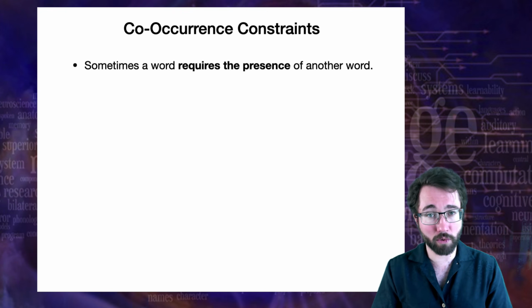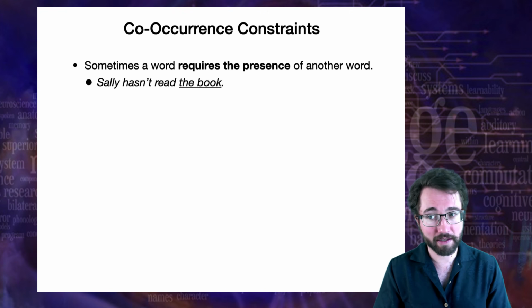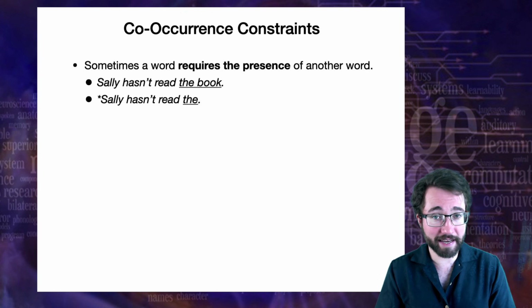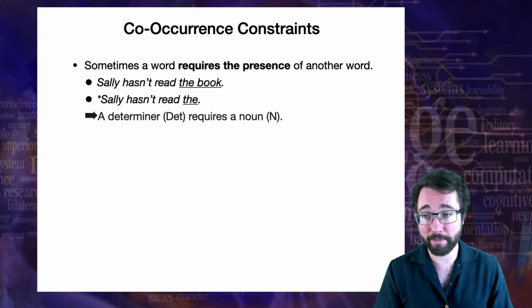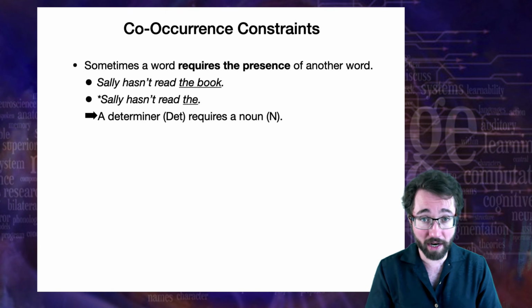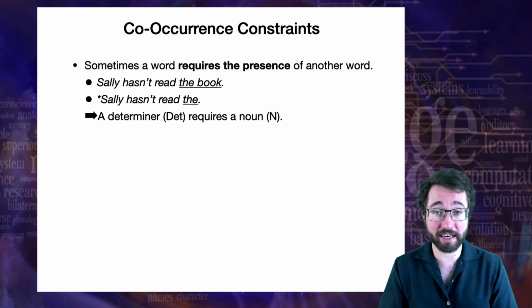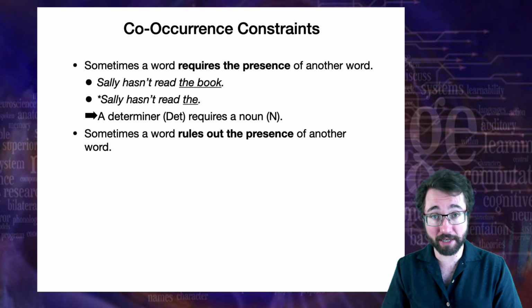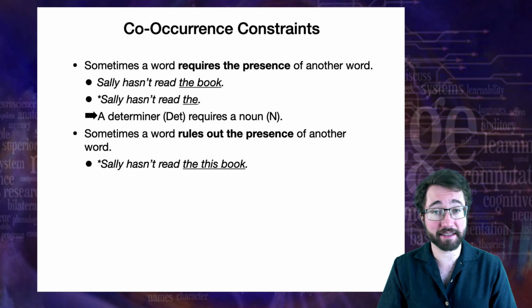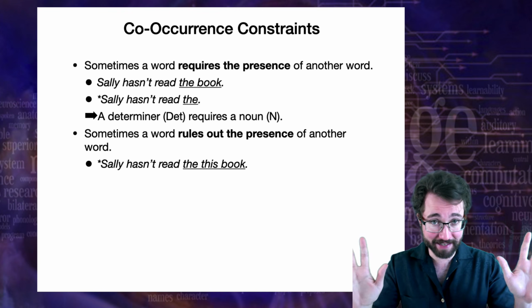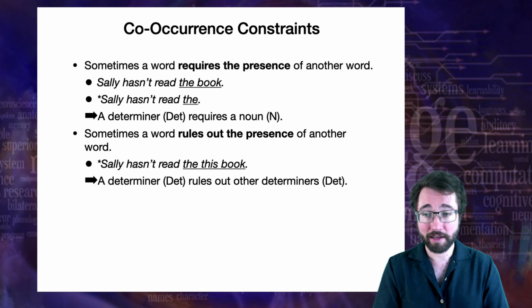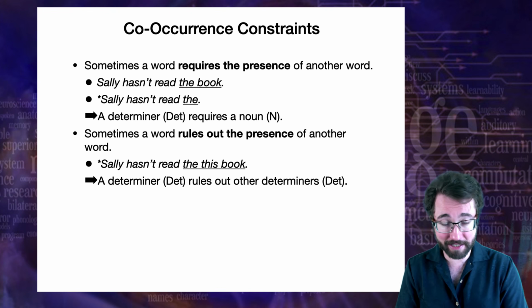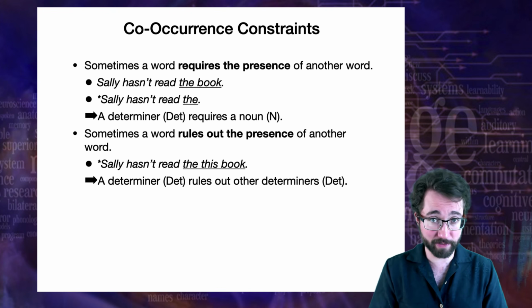So sometimes a word requires the presence of some other word. Like if I say Sally hasn't read the book, I can't just truncate it and say Sally hasn't read the. This shows that a determiner requires a following noun. We notice that I've expressed this in terms of the syntactic categories det and n. Sometimes also a word rules out the presence of another word. So I can say Sally hasn't read this book. Now I can't say that actually, that's ungrammatical.